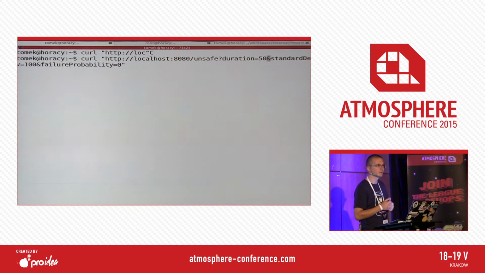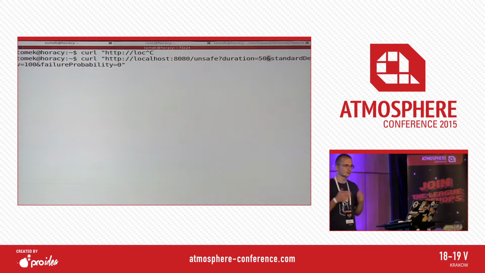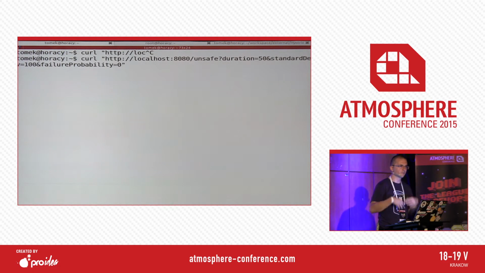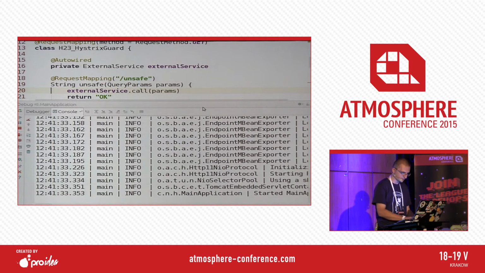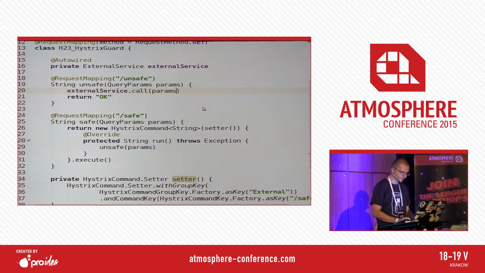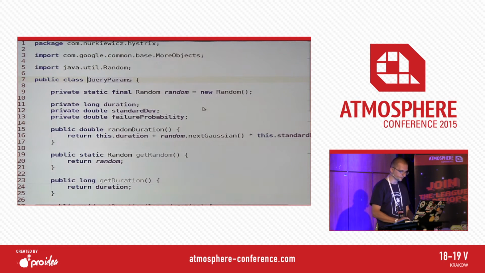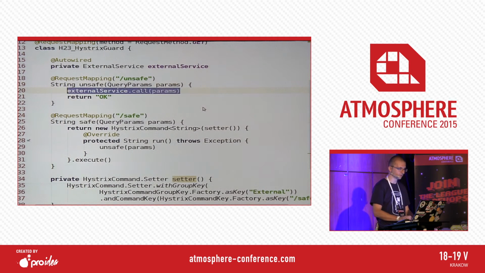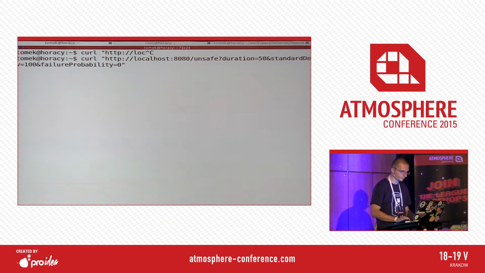We're gonna use these parameters to simulate real life situations, like the backend server being slow, or the backend server throwing an exception. So these parameters, duration, standard deviation, and failure probability, are actually passed directly to this external service via query parameters. So we have all of them here. And basically the external service will honor them, so it will become slow, or it will start throwing exceptions. But rather than looking at the implementation, let's just make one simple request.